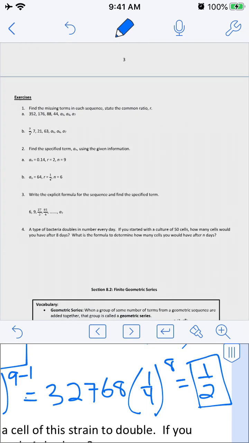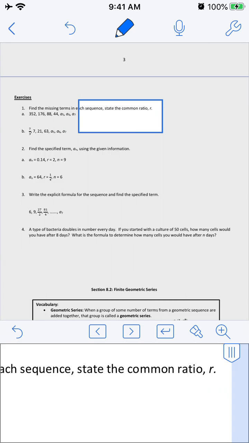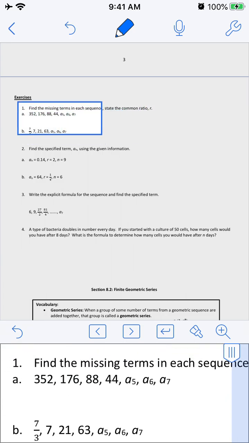Alrighty. Here's more. Find the missing terms in each sequence. State the common ratio. Okay. Let's start with the common ratio because we can't find the terms until we know the pattern, right? So let's see if we can find the common ratio between these. Well, again, it's going down, so I think I'm dividing. The first two may not be the place I want to look. Maybe that's not the easiest place to see. I'm seeing right here, that looks like it's dividing by 2. So maybe we're looking at 1/2. Let's double check though. Is 352 divided by 167? That's also 1/2. So it looks like the common ratio is equal to 1/2.